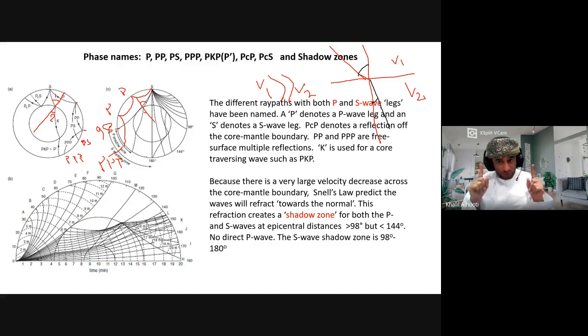For the S wave, there is zero S wave velocity in the outer core. So there are no S waves at all. It's a total shadow zone for the S wave, from 98 up to 180. The P wave arrives after this one because of the phenomenon I just described. So keep these things in mind. This is because there is a very large velocity decrease across the core-mantle boundary. Snell's law predicts the wave will refract toward the normal. This refraction creates a P wave shadow zone.